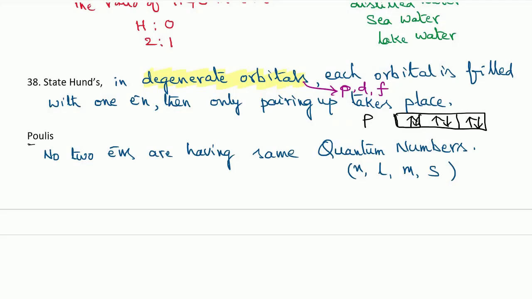Okay, next. Pauli's exclusion principle. What Pauli said: no two electrons have the same set of quantum numbers. What are quantum numbers? n, l, m, s. n is the principal quantum number. l is the azimuthal quantum number. m is the magnetic quantum number. And s is the spin quantum number.